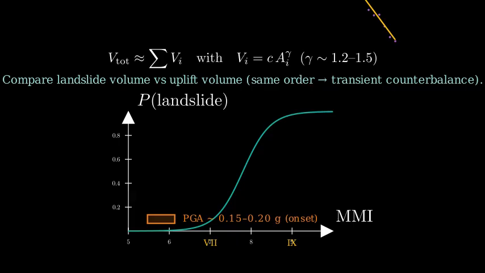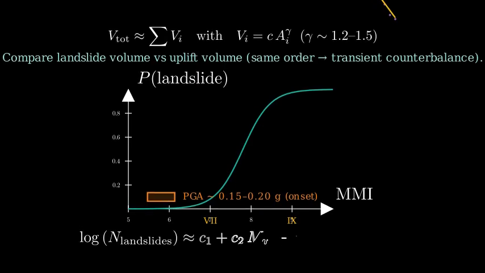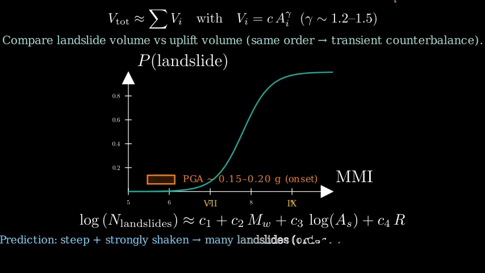Finally, global regressions predict total landslide counts from magnitude, shaking area, and relief. The form is log of n equals C1 plus C2 times moment magnitude plus C3 times log of shaking area plus C4 times relief. These capture trends such as more landslides in steeper, more strongly shaken regions.